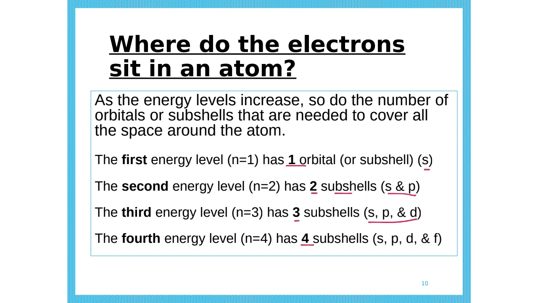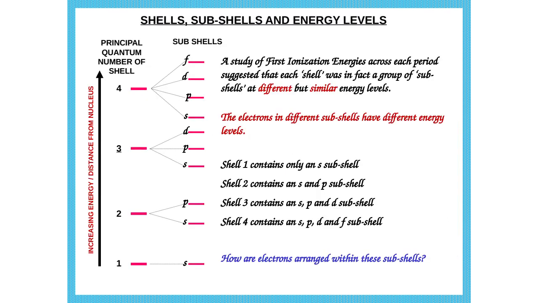And in the fourth energy level, we have four subshells, and s, p and d are all repeated, plus this fourth orbital. Beyond that, we don't have a fifth orbital, and the reason for that is that no element on the periodic table currently has enough electrons to sit in a fifth orbital. Here's just another way of showing all the orbitals that exist for each energy level.